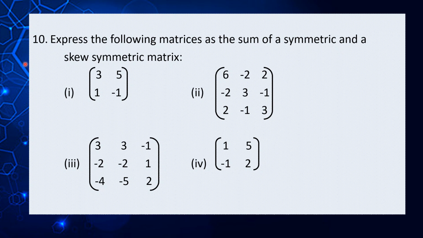Now the 10th question. Express the following matrix as the sum of a symmetric and a skew symmetric matrix. These are the sub questions. The first one is 3, 5, 1, minus 1. The second one is 6, minus 2, 2, minus 2, 3, minus 1, 2, minus 1, 3. The third one is 3, 3, minus 1, minus 2, 1, minus 4, minus 5, 2, and the fourth one would be 1, 5, minus 1, 2.